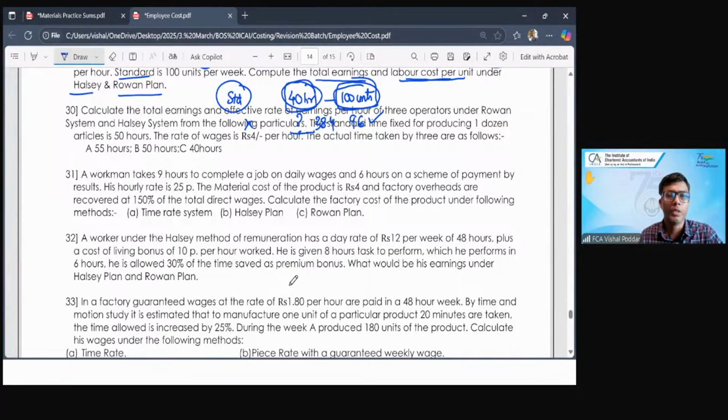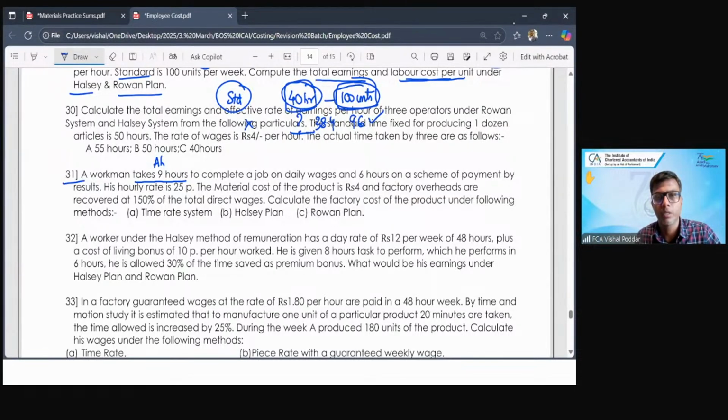Okay. Once you have gone through this, let us go to the details. Very interesting question. A worker takes 9 hours. See, you have to interpret the language. When it says you take 9 hours, it means it is your actual hours, correct? Now, what further does it say?